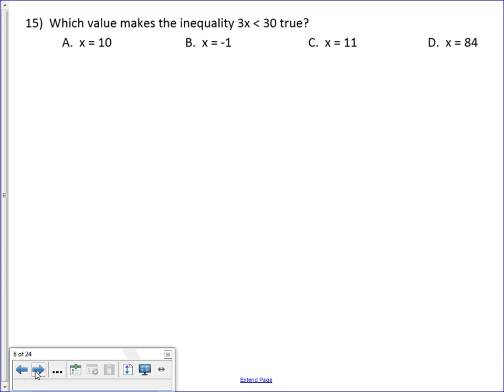Okay, which value makes the inequality 3x is less than 30 true? Now this is tricky. Let's solve the inequality first. This is the same thing we keep talking about. Let's actually solve it. I'm going to show you 2 ways to solve it.